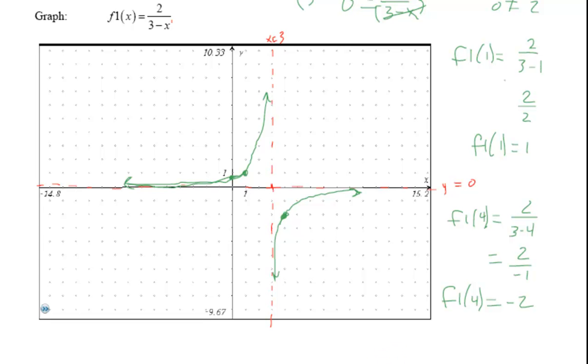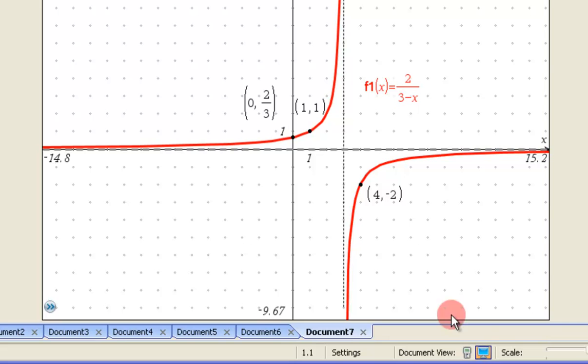Let's look at a more professional graph here. Here we see the graph approaching the vertical asymptote, approaching the horizontal, approaching the vertical and the horizontal. You see the points that I graphed, (4, -2), (1, 1), and (0, 2/3). This 1 indicates the tick marks, okay? That 1 does not indicate it's right there. So (0, 2/3) is that point. And there's the same graph that I did, obviously a little neater, but that's how you graph a rational function.